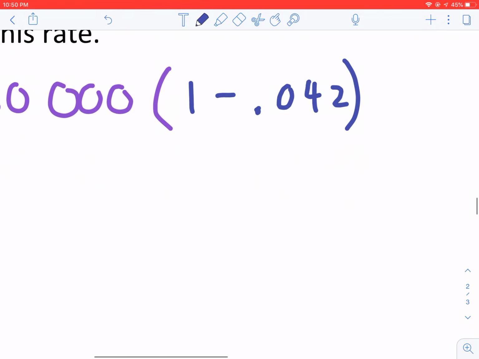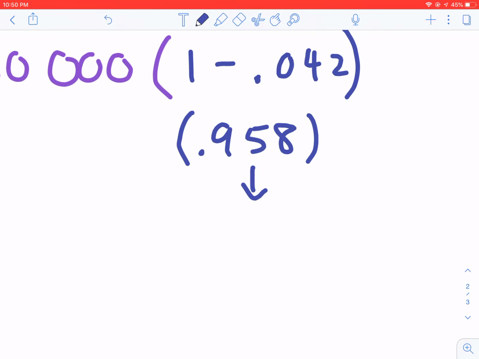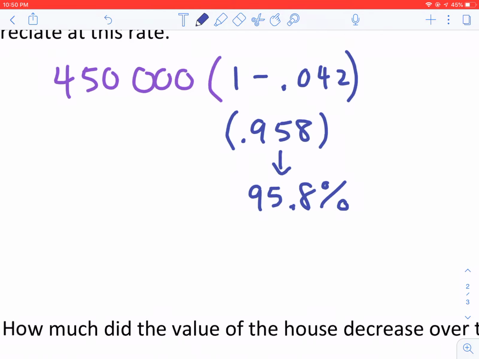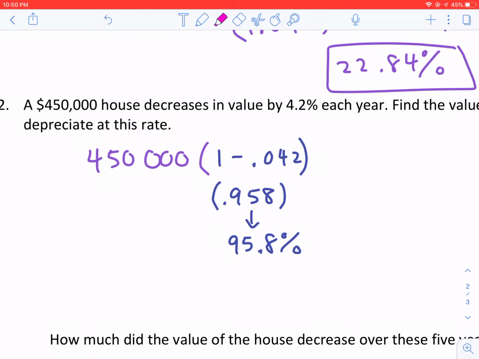What this is going to give me is 0.958. So let's think about this number as a percent, that is 95.8%. So wouldn't you agree, if something loses 4.2% of its value, it is now worth 95.8% of what it was originally worth?